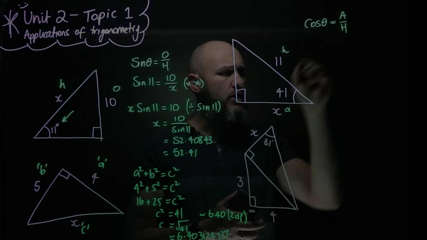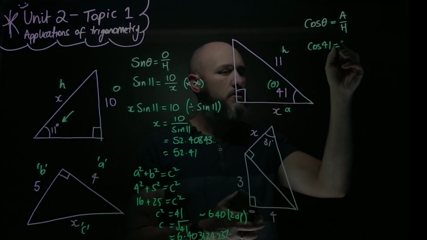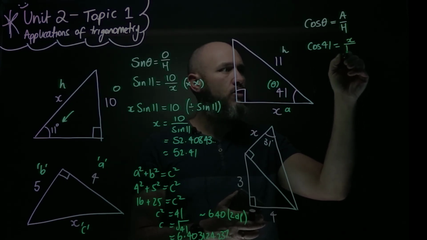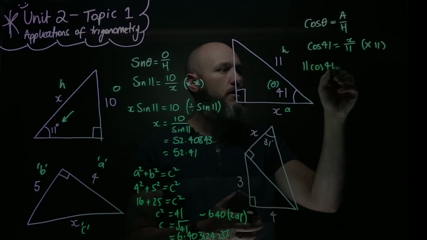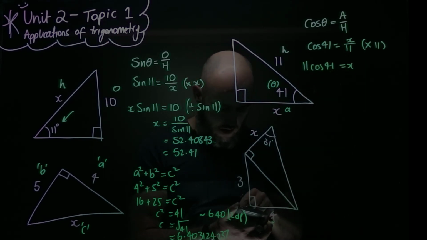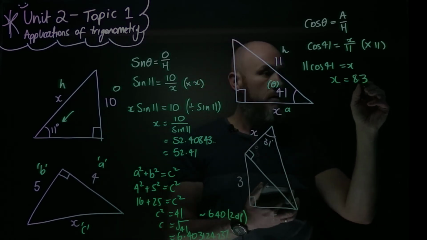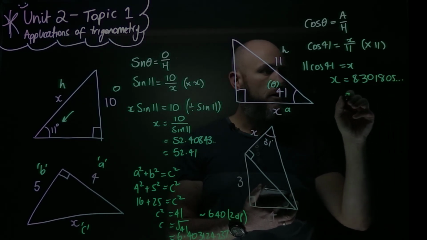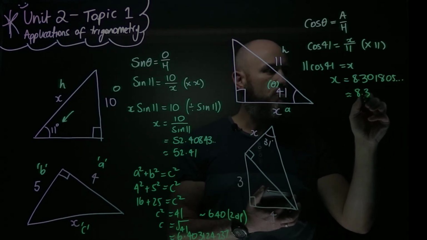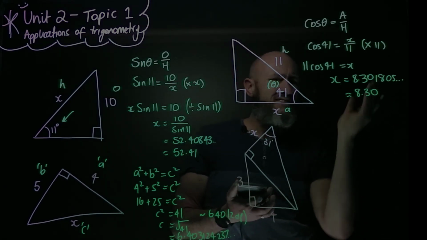Now I'm going to substitute the values I know in. This is my theta as well. So I get cos 41 is equal to x over 11. I multiply by 11. I get 11 cos 41 is equal to x. Pop that in here, and I get x is equal to 8.301805... and that's approximately equal to 8.30. Again, 2 decimal places because that's expected, even if that leaves it with a 0 in the end.